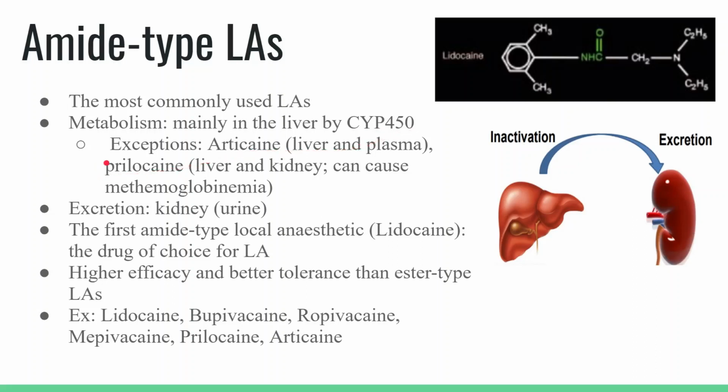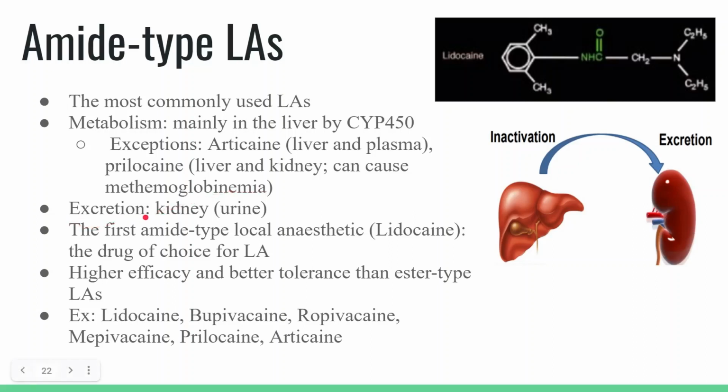There are some exceptions to this general rule. For example, the drug Articaine is metabolized in the liver and the plasma, and the drug Prilocaine is metabolized in the liver and the kidney. But in general, most of the amide type local anesthetics are metabolized in the liver. Okay? Now Prilocaine, there's another big piece of information that the doctor gave us, is that it can cause methemoglobinemia. We're going to discuss this in more detail later. Just keep this in the back of your head.